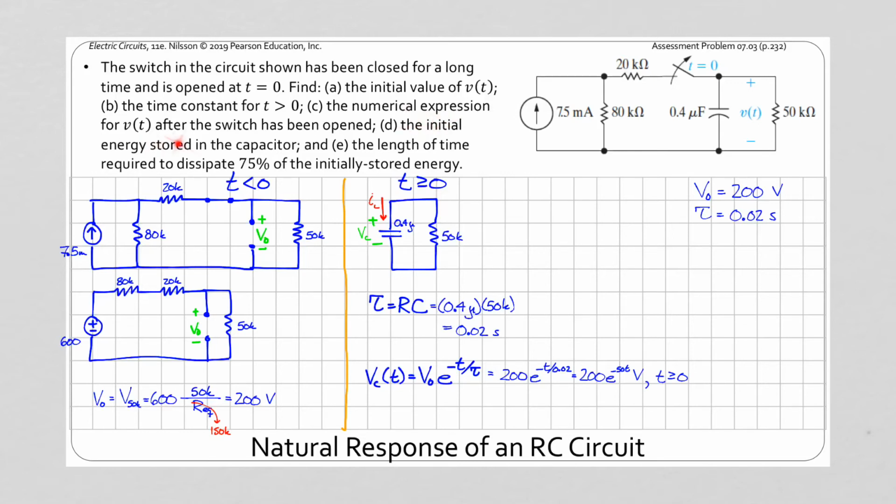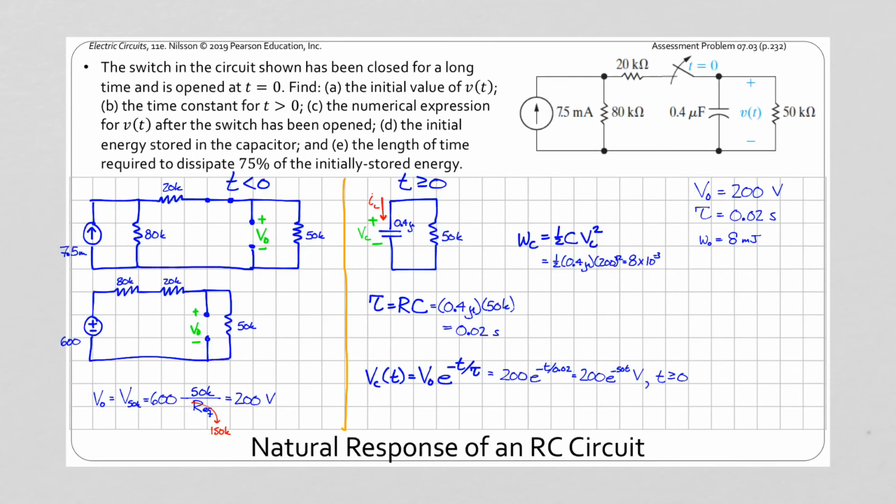We're asked for the initial energy stored in the capacitor. There is an equation for that. We know the value of the capacitor. If we want the initial value of the energy, that would correspond to the initial voltage, which we have as well, so we can plug in and calculate that. And so we found the initial energy in this case will be 8 millijoules of energy stored in that capacitor.